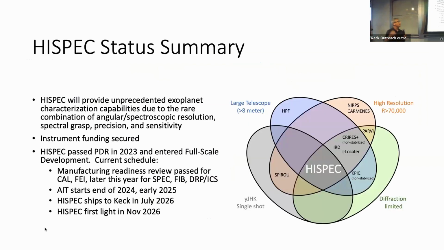So to summarize, we are in the midst of developing HISPEC, enabled by single mode fibers, precision spectroscopy for exoplanet characterization, with multiple modes of operation. We are in the midst of full-scale development. We have the funding for the instrument. Most recently we secured a grant from the Gordon and Betty Moore Foundation last week. So that brings us to complete project funding. We're doing manufacturing readiness reviews for our subsystems, and we're in the midst of full-scale development with integration starting at the end of this year and continuing on through 2025.